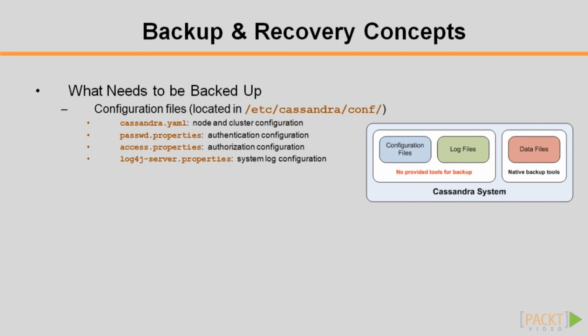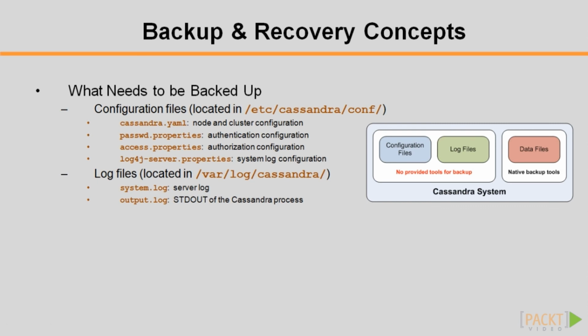Backup in Cassandra should not involve data only. We must take into account its configuration files so as to restore the whole system. The configuration files include, first, cassandra.yaml. It's the most important one, storing the node and cluster configuration. Then, password.properties and access.properties. They store the configuration for authentication and authorization, respectively. Lastly, log4j-server.properties. Learned in the previous section, you know it's for system log configuration.